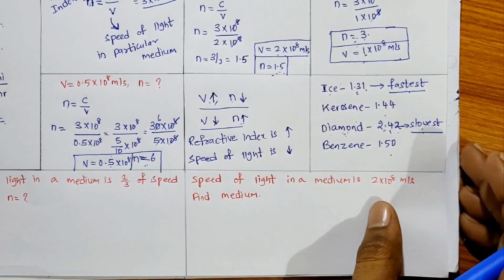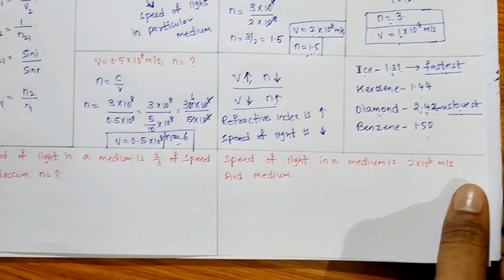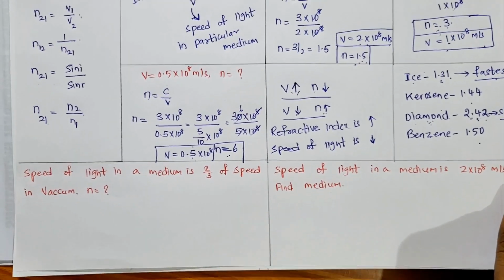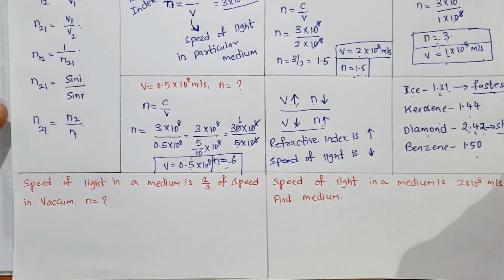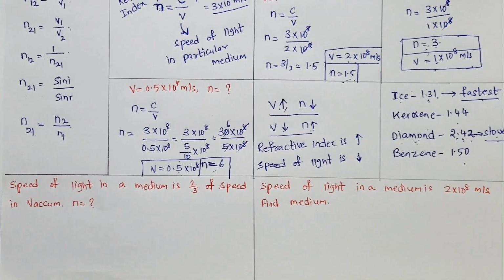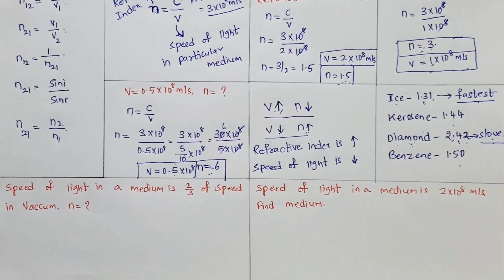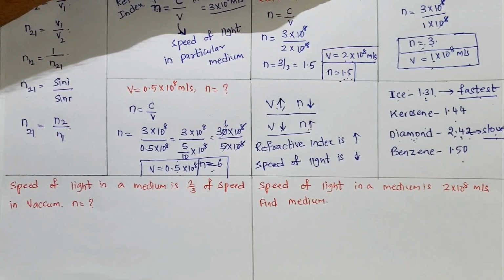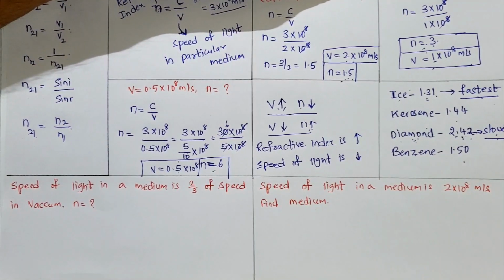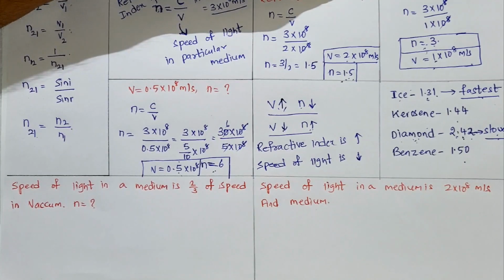If the refractive index is least, optical density is also least and the speed of light will be maximum. Okay? Right. Next, let us solve one question on this refractive index. The speed of light in a medium is 2 by 3 of its speed in vacuum. What is the refractive index of that medium?